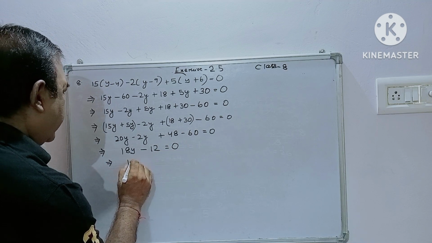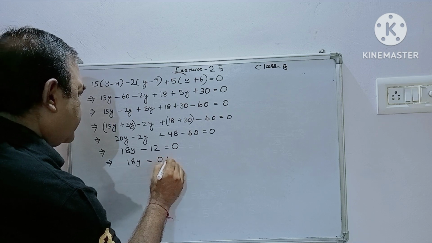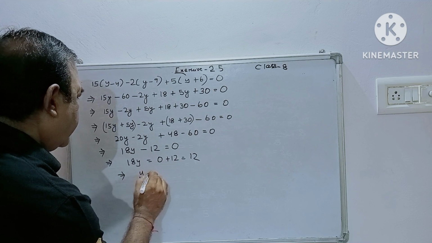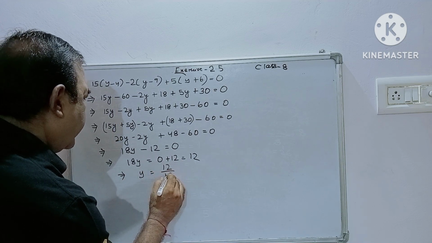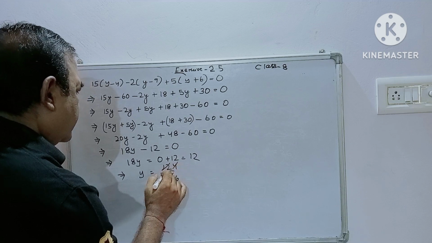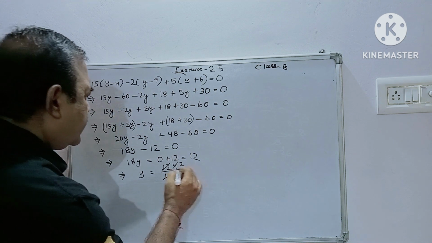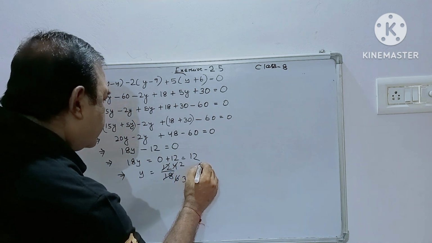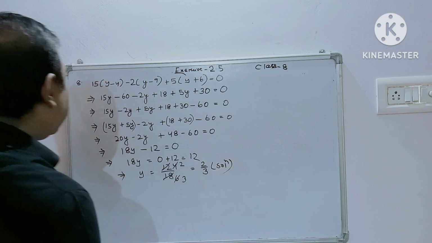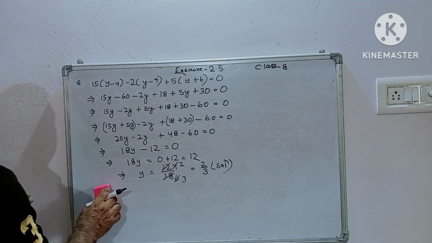That implies 18y is equal to 0 plus 12, that is equal to 12. That implies y is equal to 12 upon 18. 3 fours are 12, 3 sixes are 18. So 6 twos and 6 threes. It is good. So it is 2 upon 3. That is equal to 2 upon 3. So this is the solution. You will do it. Okay? So now I erase it.